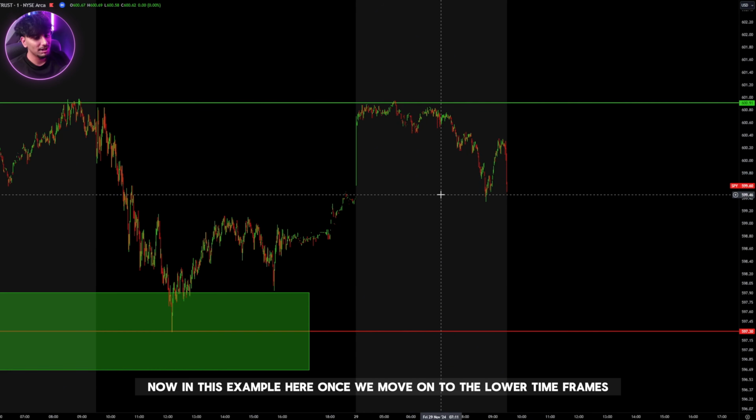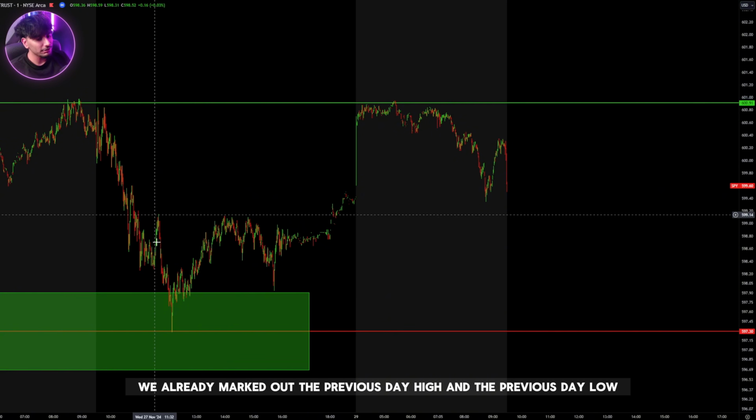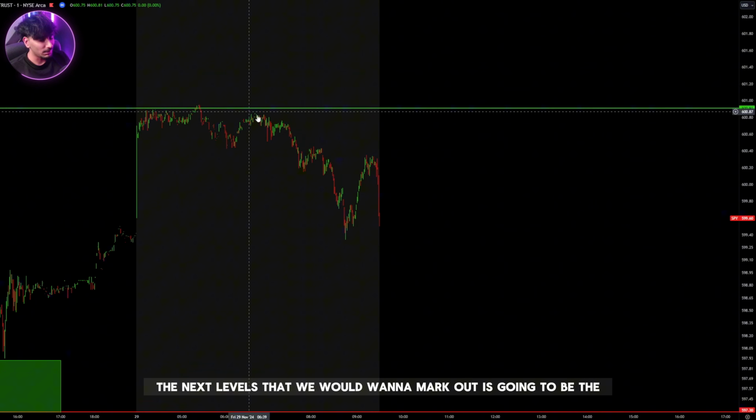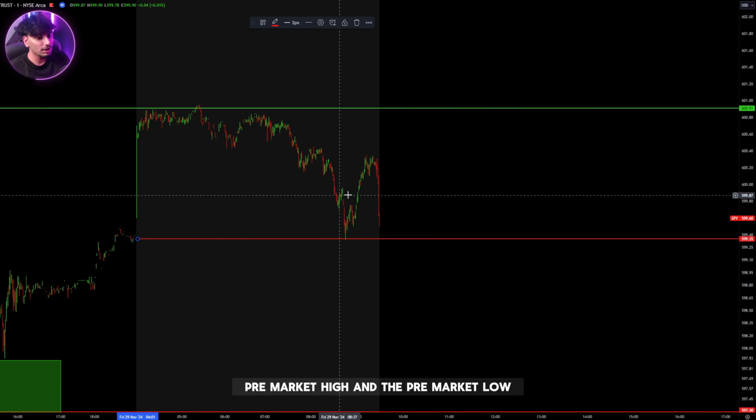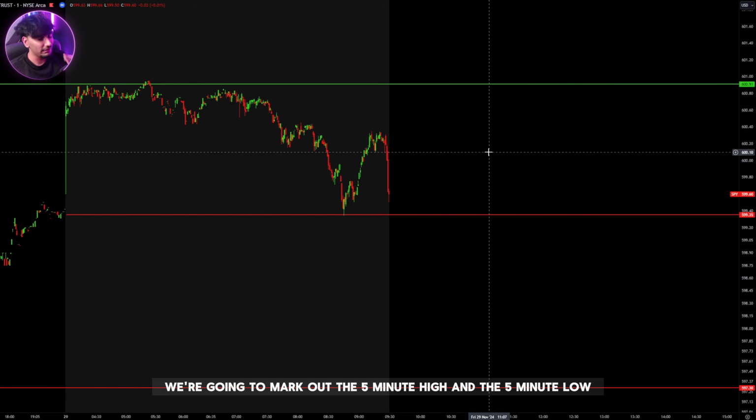Now, once we move on to the lower time frames, what do we want to mark out? Well, we already marked out the previous day high and the previous day low. The next levels that we would want to mark out are the pre-market high and the pre-market low, which is right down here. And finally, we're going to mark out the 5-minute high and the 5-minute low.